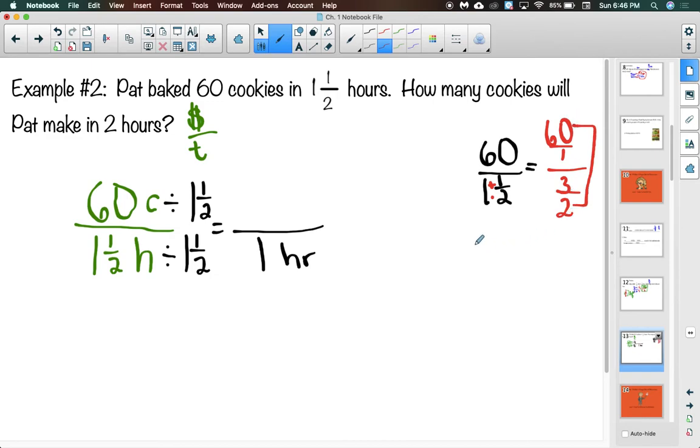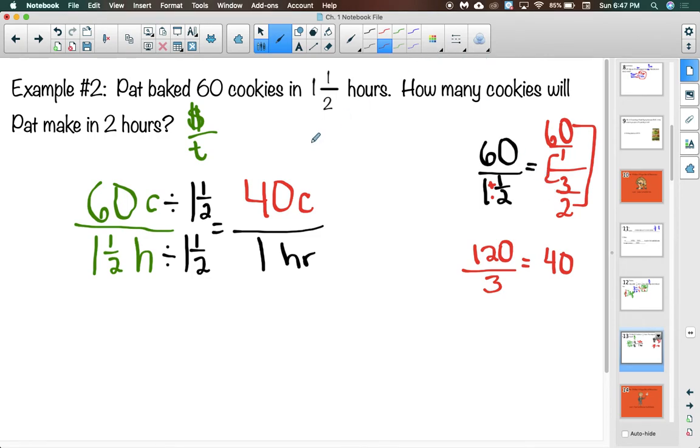So now I do my outers. 60 times 2 is 120. And we do the inners. 1 times 3 is 3. And 120 divided by 3 is 40. So that 40 goes up in my numerator. What am I saying here? So my answer so far is that Pat can make 40 cookies in 1 hour.